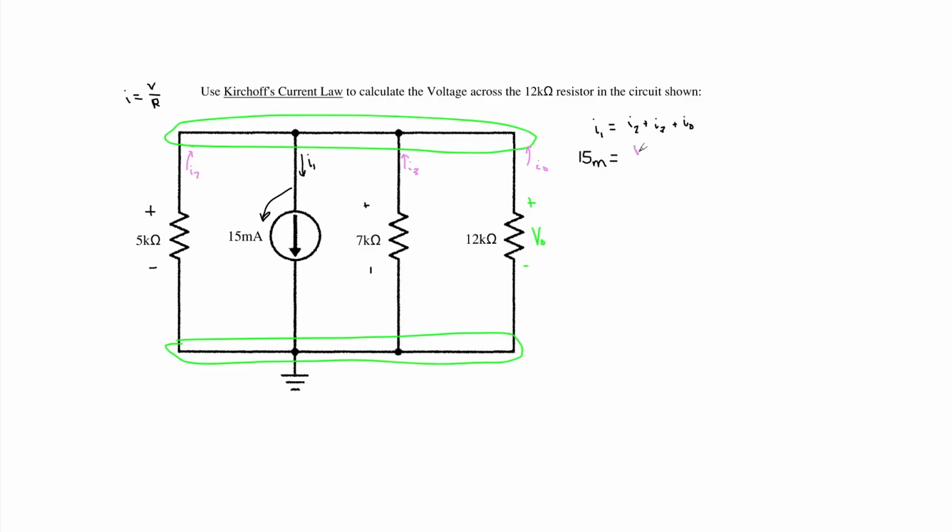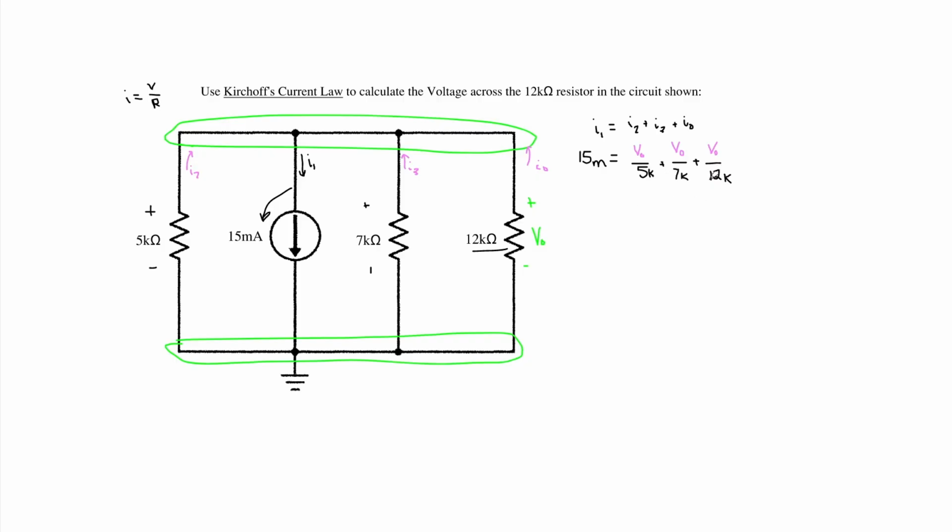So we have our V naught over the first resistance, we'll do 5K, plus V naught again, over our second resistance of 7K, and finally V naught one more time over our resistance of 12K.